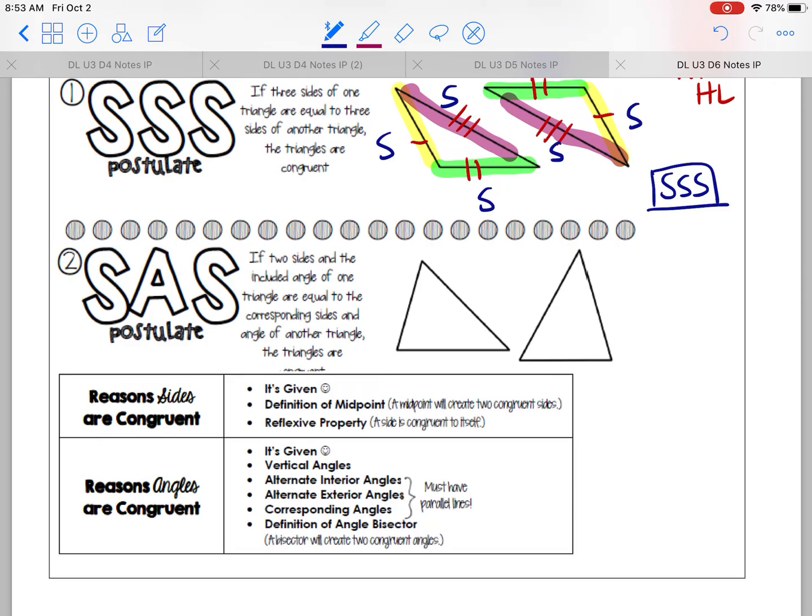For the second shortcut, side-angle-side. It says here, if 2 sides and the included angle, that's super important, the included angle, which is the one in between the 2 sides, of one triangle are equal to the corresponding sides and angle of another triangle, then the triangles will be congruent. Let me show you the example.